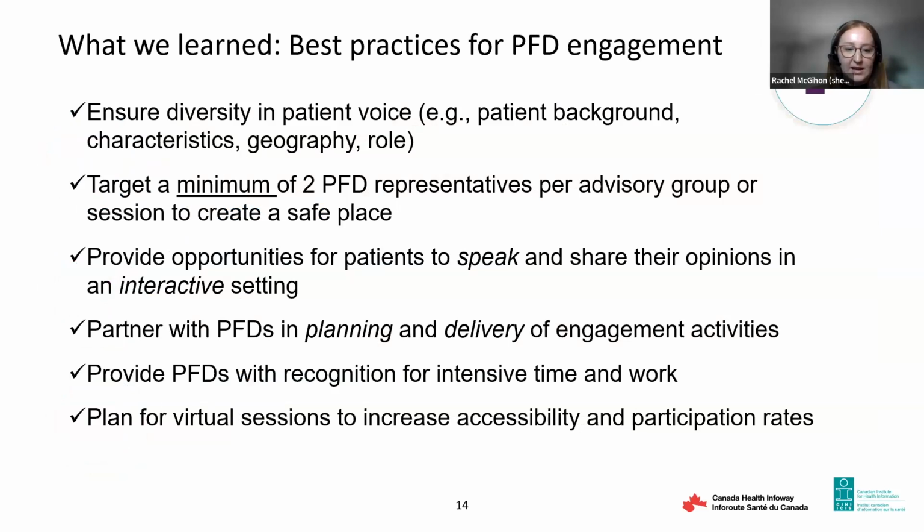So before we do that, to help us learn more about effective patient engagement and develop our own patient engagement plans, our team has consulted with several groups, both internal and external to CIHI. And we've listed here a summary of what we've heard to date about what the best practices are for effective patient engagement.